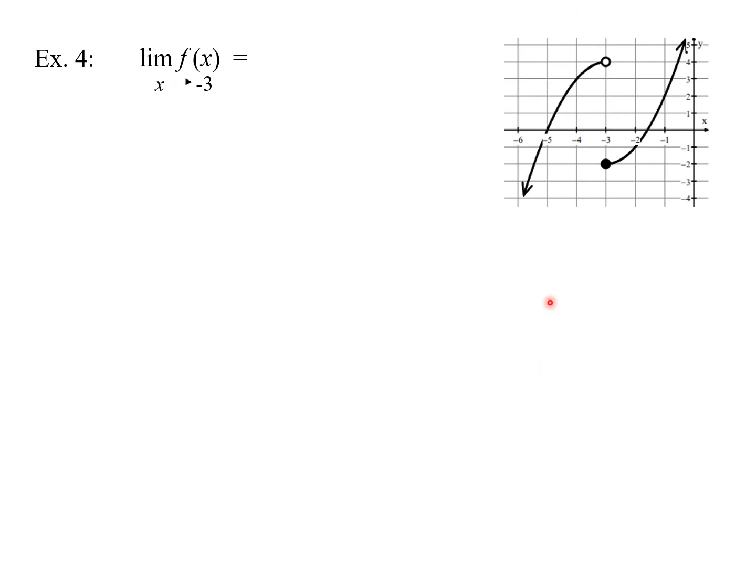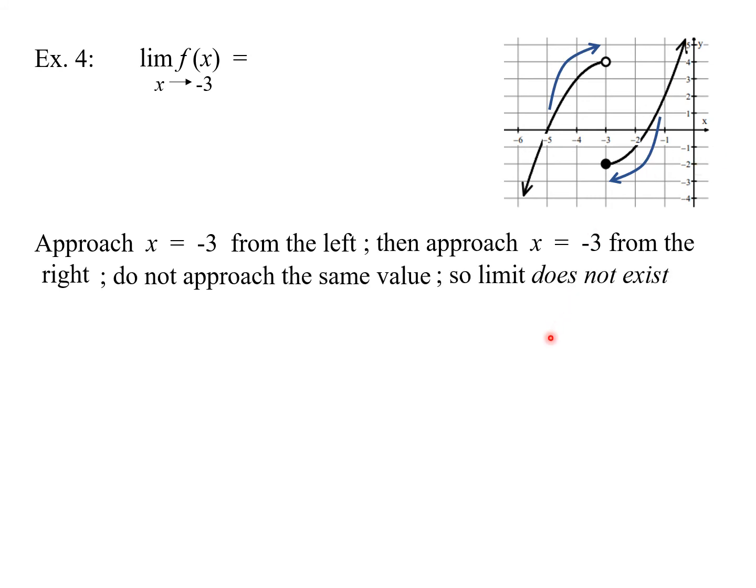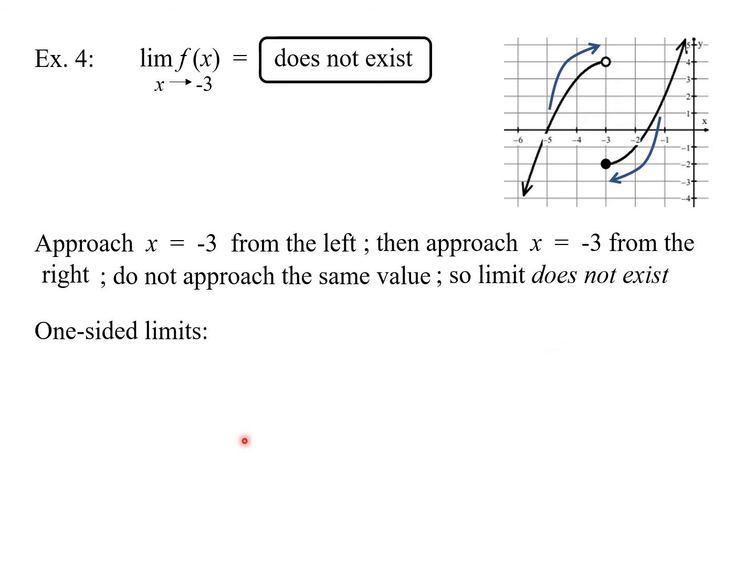Okay, now we have a jump discontinuity here, right? So the limit of f of x as x approaches negative 3. Approach it from the left, approach it from the right. Now this time they do not approach the same value. Coming from the left, it approaches 4. Coming from the right, it approaches negative 2. Those are not the same. So the limit does not exist. All right, the limit does not exist. However, the one-sided limit does.